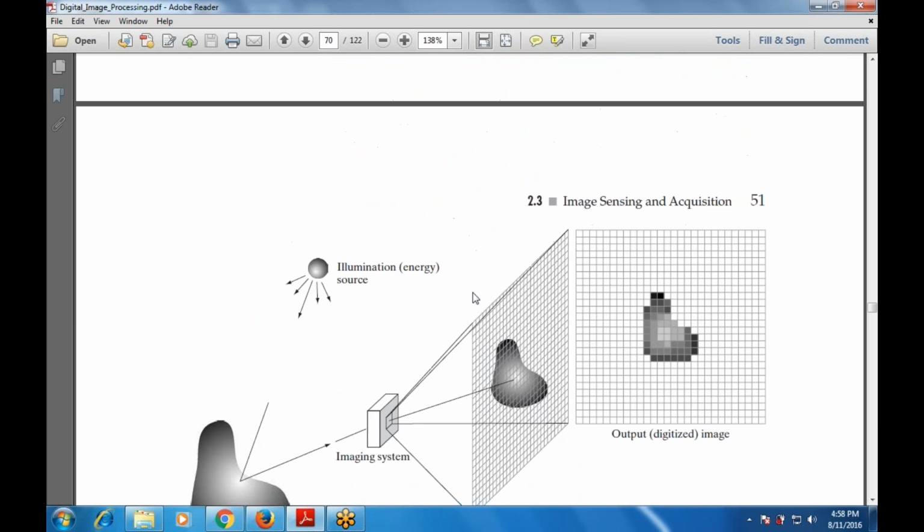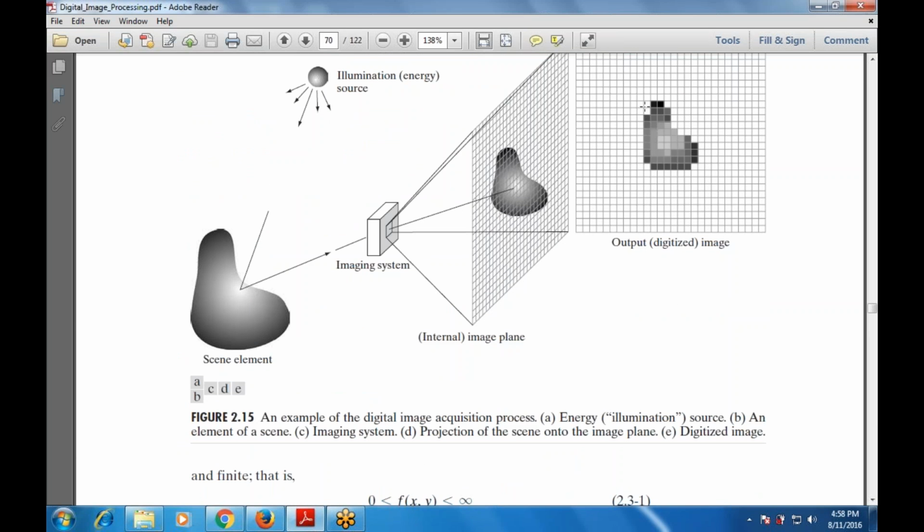This is an example of a digitized image. This is the input, this is the processing, and this is the output.